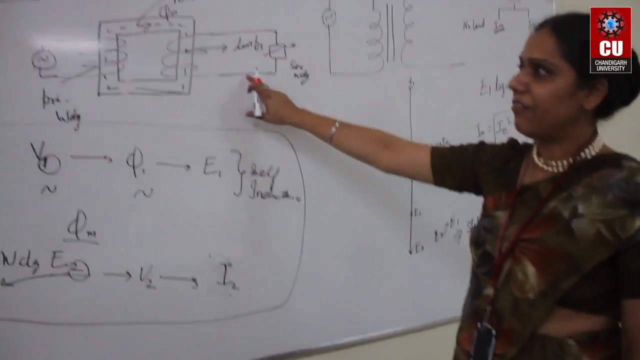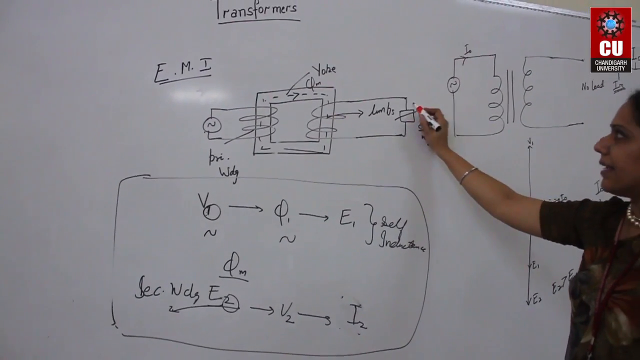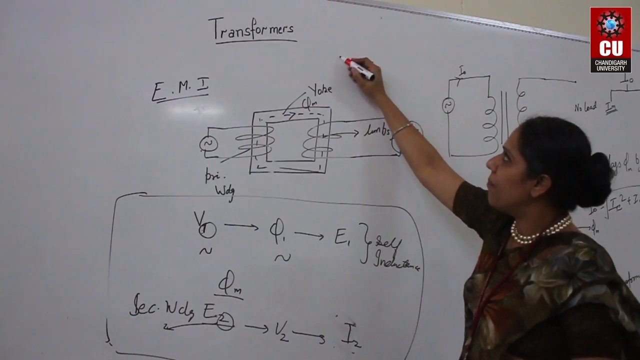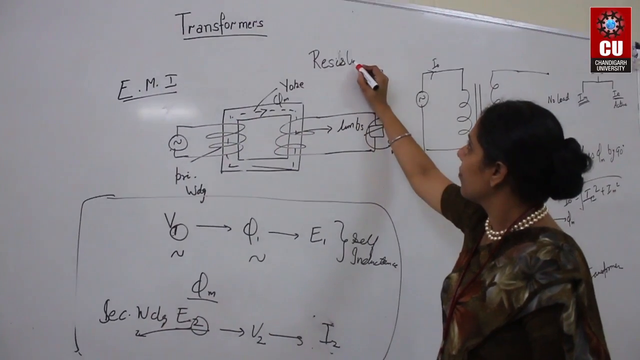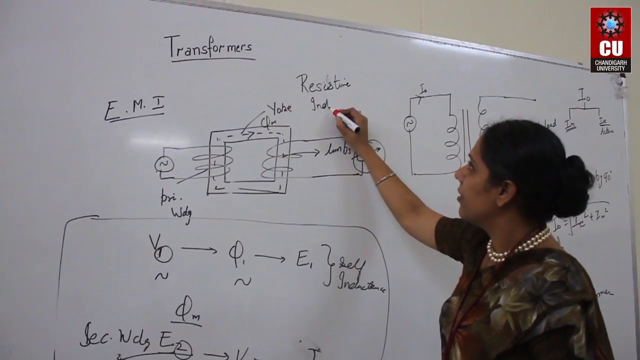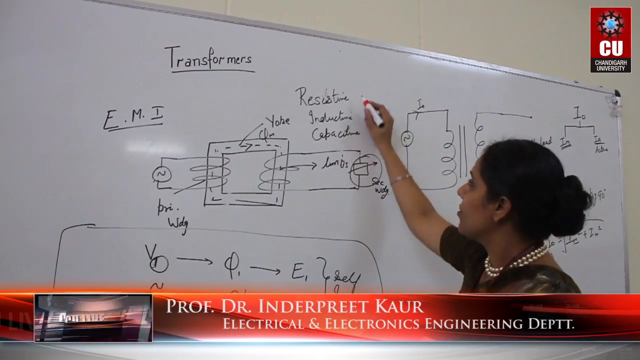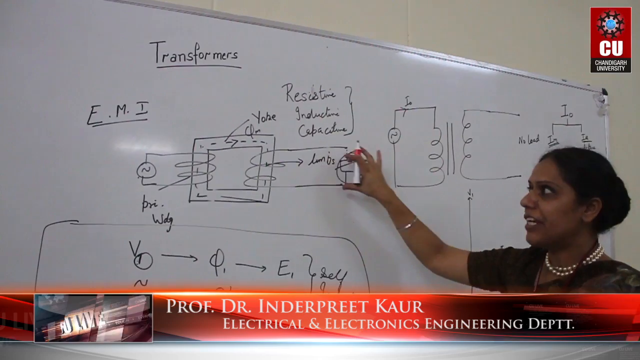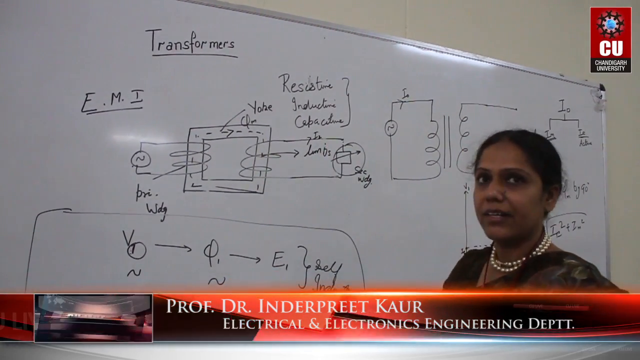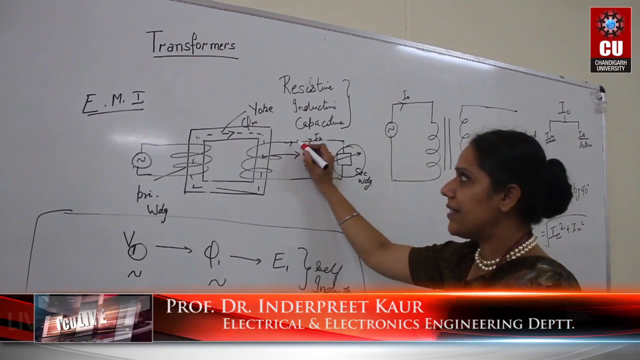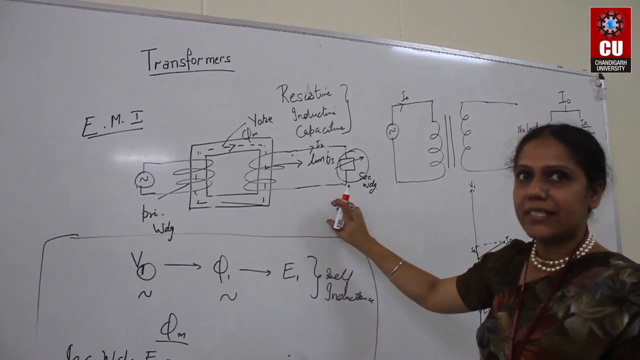As I have already said, when the transformer has been connected to the secondary winding, depending upon the nature of the load, it may be a resistive load, or an inductive load, or a capacitive load. So depending upon the type of load, V2 has been there. Since the circuit is complete, I2 flows in this circuit. Due to I2, some phi2 is there, and the direction of phi2 is such as to oppose its cause.